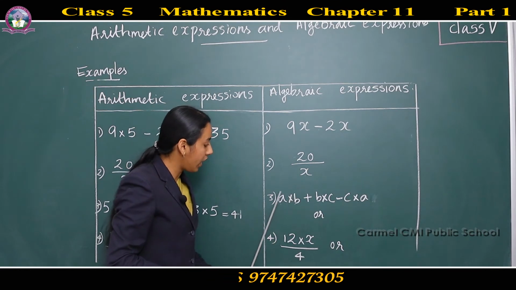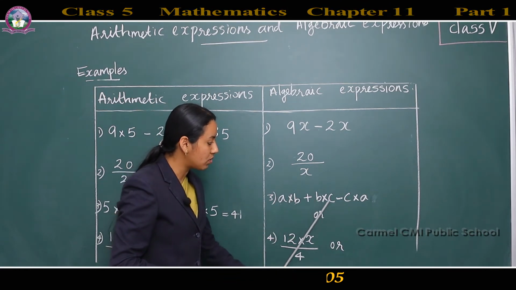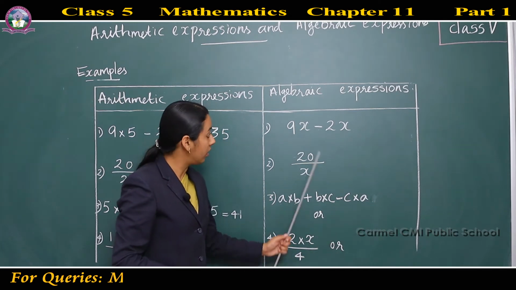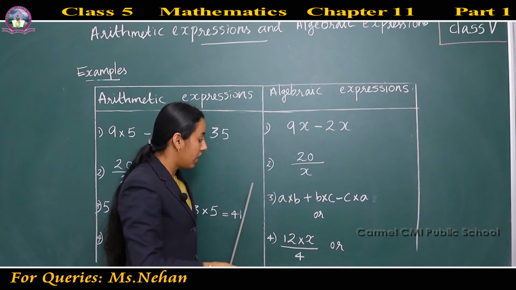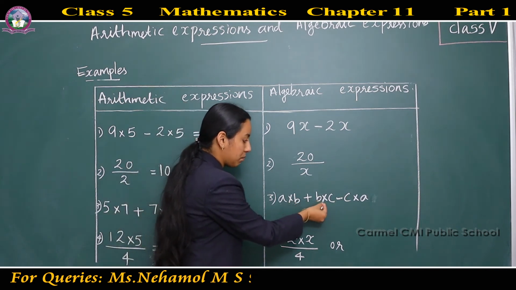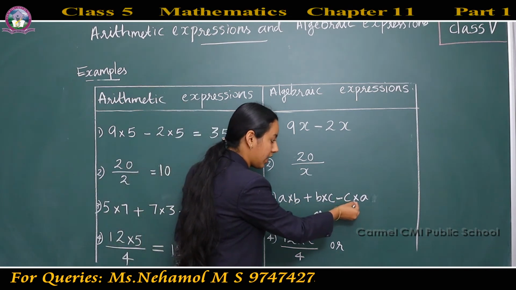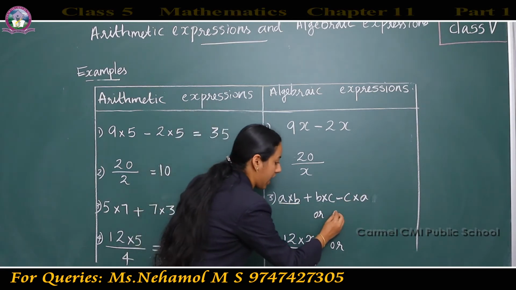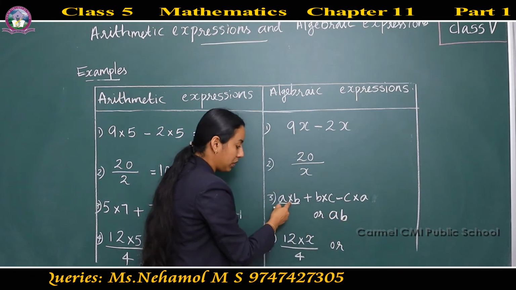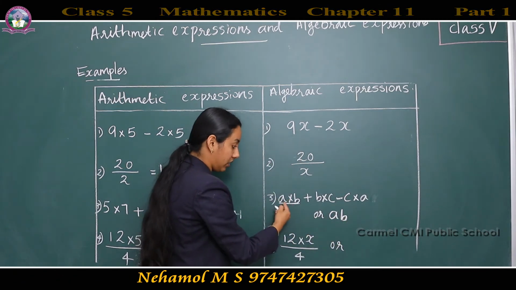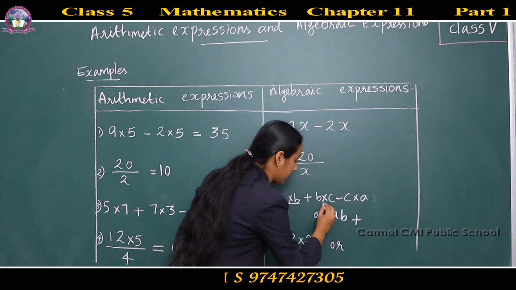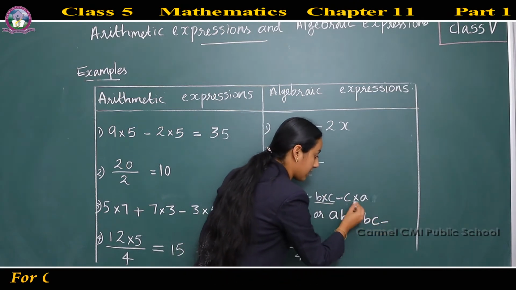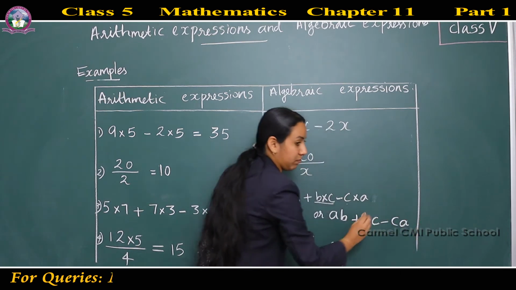Then next one, A into B plus B into C minus C into A. Here also variables are there, so it is an algebraic expression. We know that A into B means AB. We can omit this multiplication sign and write it as AB plus, then B into C means BC, BC minus C into A means CA.